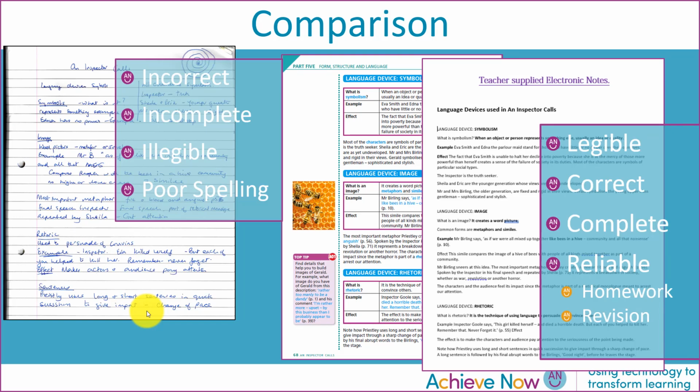So in conclusion, this is just a quick comparison. Here we have the handwritten notes in class. They are incorrect, incomplete, illegible, and have poor spelling. And if this is the basis for homework and revision, the student is not set up for success. But if you have the textbook or the electronic textbook or teacher supplied notes, these are legible, they are correct, they are complete, they are reliable. And if you have the electronic format, they can be read aloud and they can be made visually easier to read for dyslexics. If students have good quality notes, they are able to go on and create good quality homework and get better results in exams.